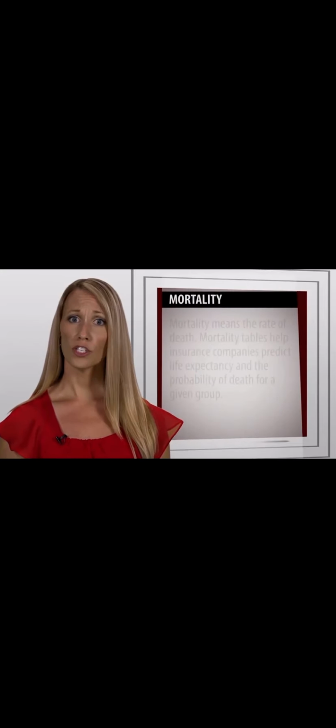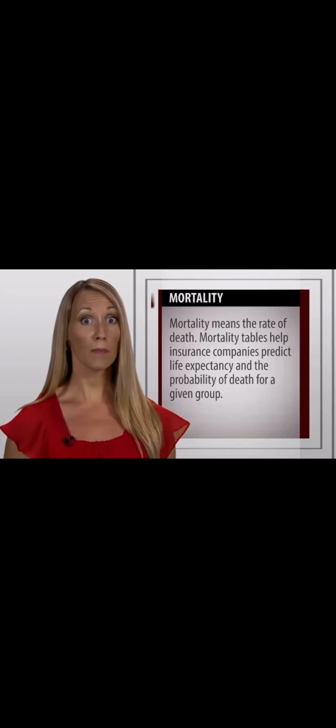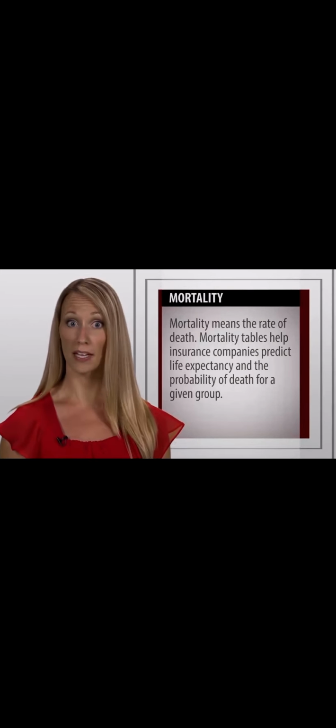Mortality. The term mortality means the rate of death. Mortality tables help insurance companies predict life expectancy and the probability of death for a given group. Interest. Since premiums are paid before claims are incurred, insurance companies invest the money in an effort to earn interest. This interest is a primary factor in lowering premium rates.